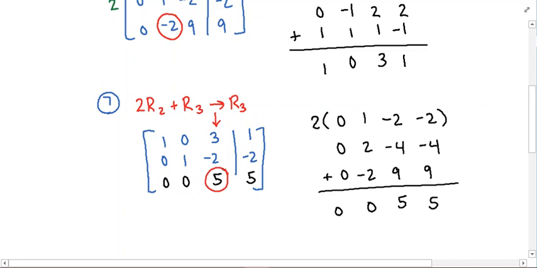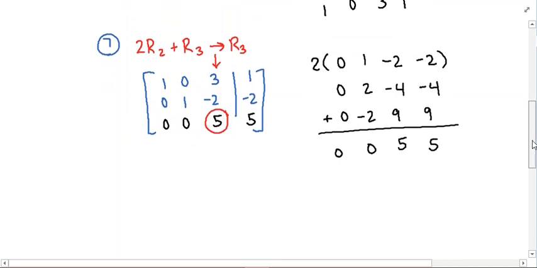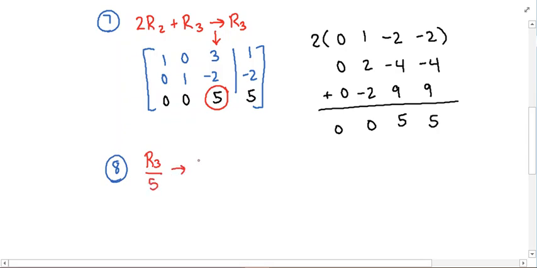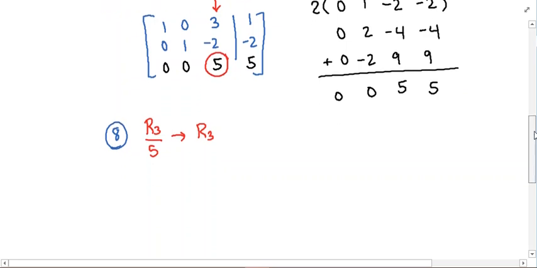Switching rows does not help here because it will undo what you did in the first 2 columns. So you're going to have to multiply or divide the entire row by a non-zero number. The easiest way to get the 1 here is going to be 5 divided by 5. That will get you the 1. So we're going to take the entire third row and divide by 5. Our 8th matrix we're going to get by taking row 3, dividing by 5, that will become the new row 3.